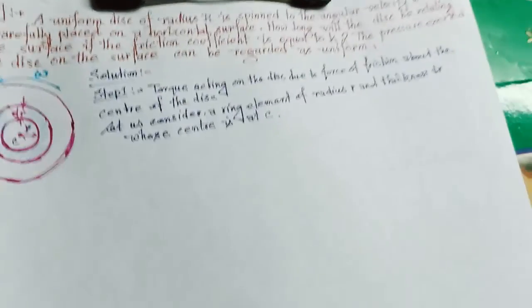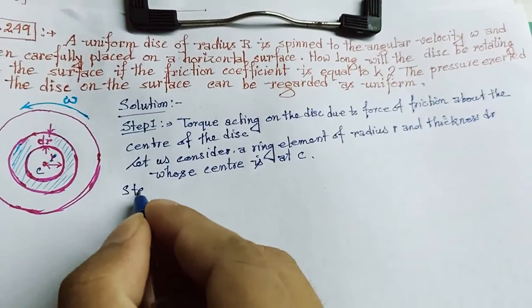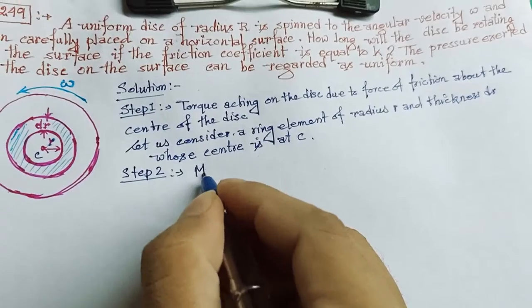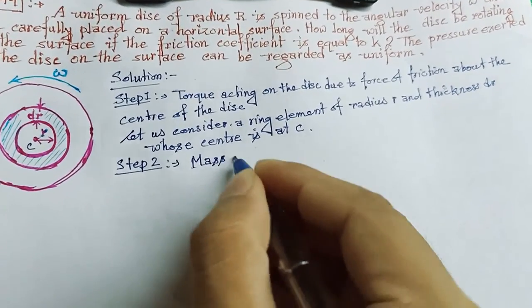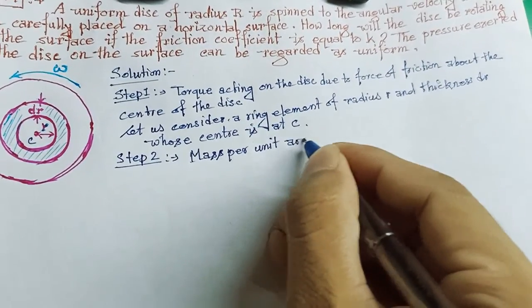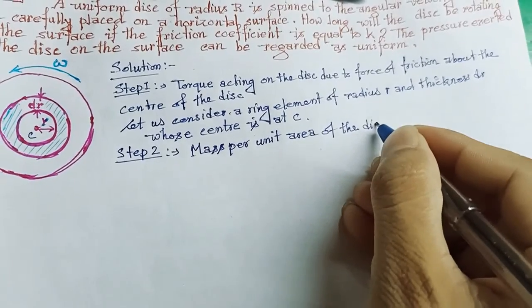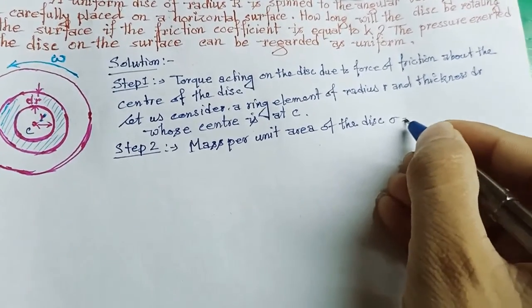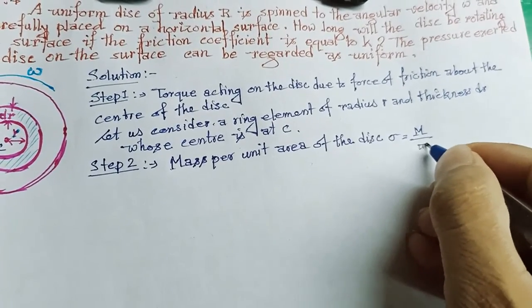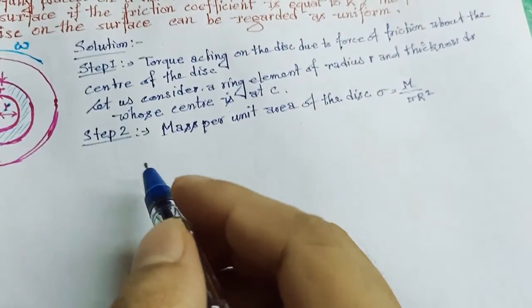Now step 2. In step 2 we will calculate the mass per unit area of the disk, which is equal to sigma equal to total mass m divided by total area, m divided by pi r square. It is the mass per unit area.